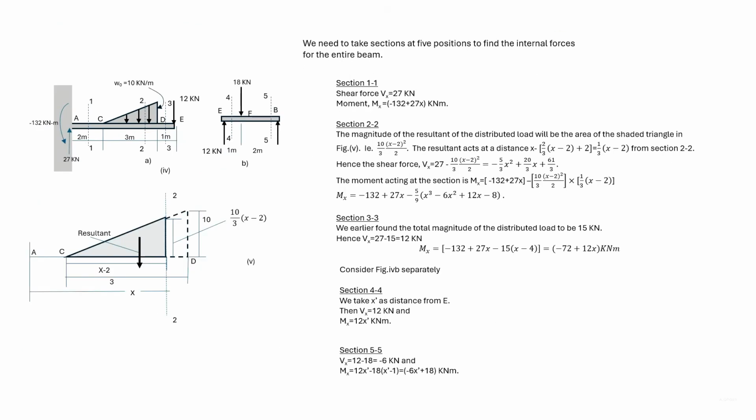As earlier mentioned, to find out the shear force and the bending moment diagram for a beam, we take sections where the pattern of loading does not change. So here in AE, we have taken 3 sections, and in EB, we have taken 2 sections. Consider section 1-1, and the shear force acting is 27 kilonewton, and the moment acting is minus 132 plus 27x.